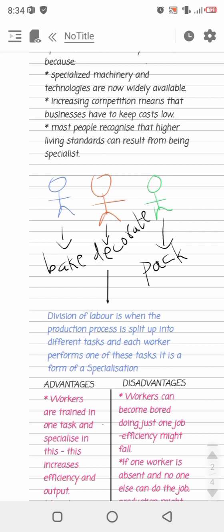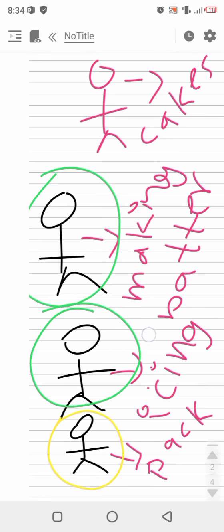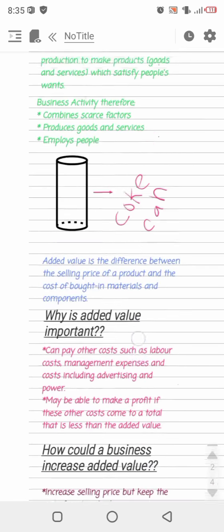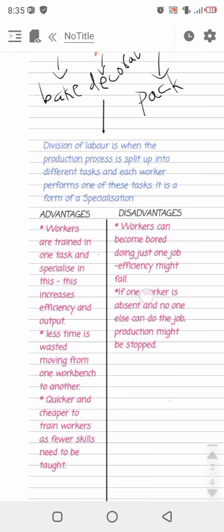In order to keep my costs low, if I do specialization in my business, then it will make the cost of production low. As I mentioned again and again, he's making batter, he's making icing, and he's packaging. All of them are doing the work in which they are best at. So there is no wastage of time or money, and they are more productive, producing more output for the wages and salary that they are given.